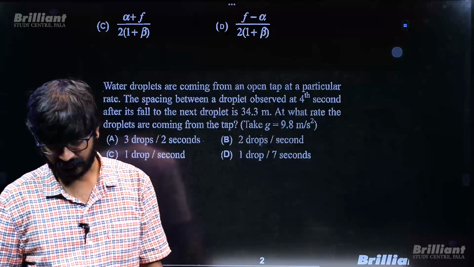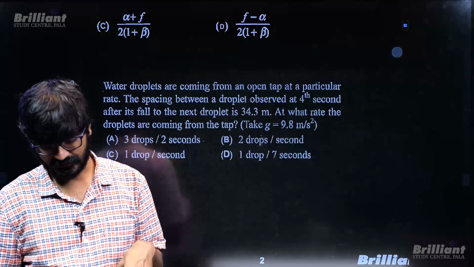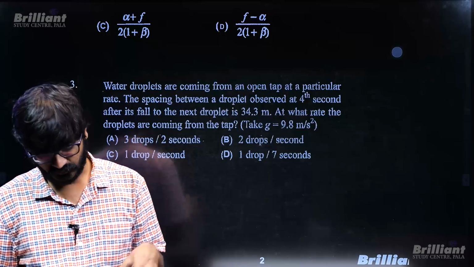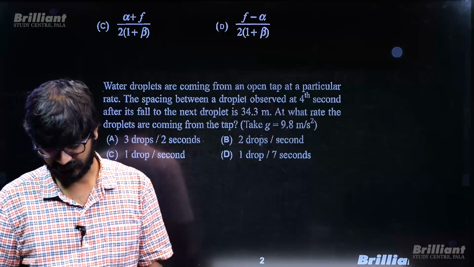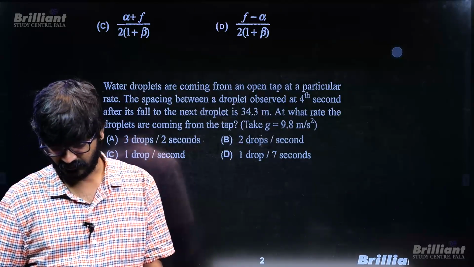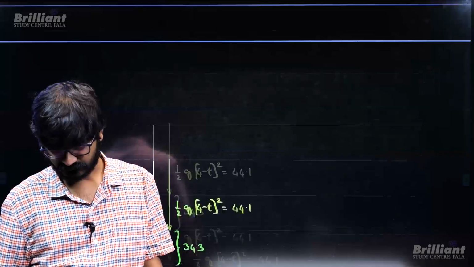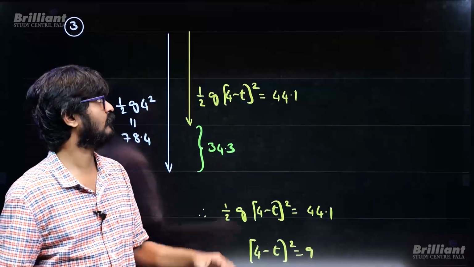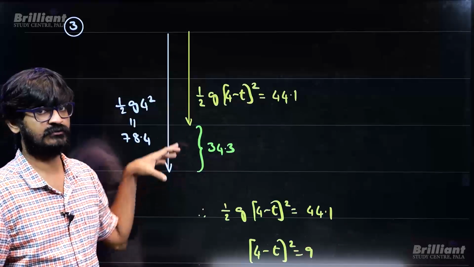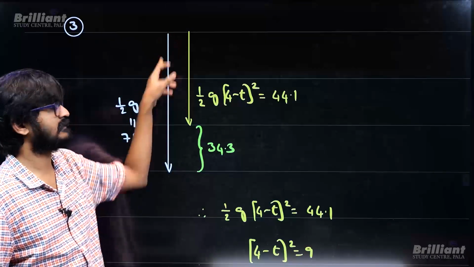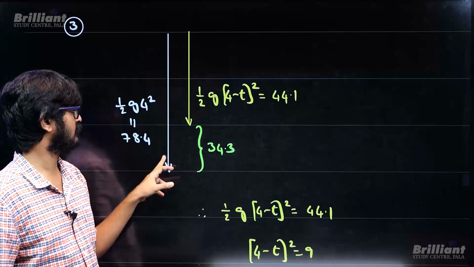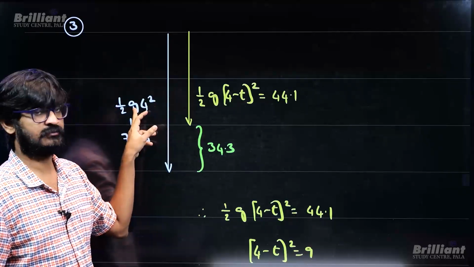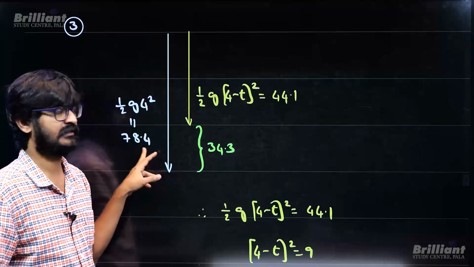Water droplets are coming from an open tap at a particular rate. The spacing between the droplet observed at the 4th second after its fall and the next droplet is 34.3. At what rate are the droplets falling from the tap? So one drop has been in motion for 4 seconds. We are observing that. So what will be the distance traveled by that? Half g into 4 square. So it is in motion for 4 seconds. So half g into 4 square, when you substitute g as 9.8, you will get 78.4.